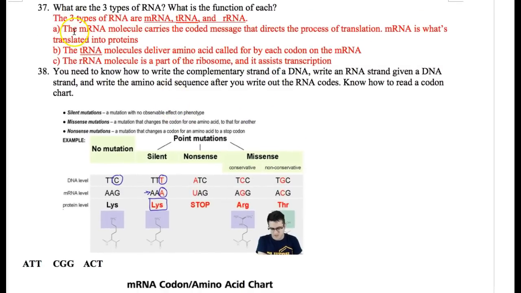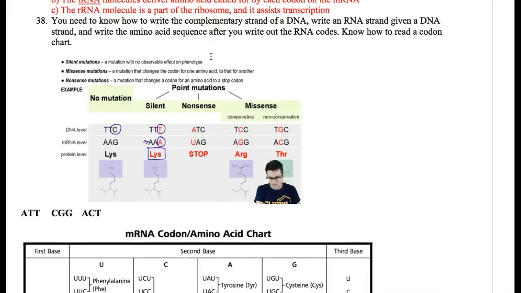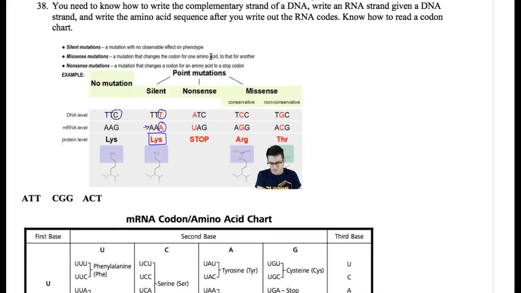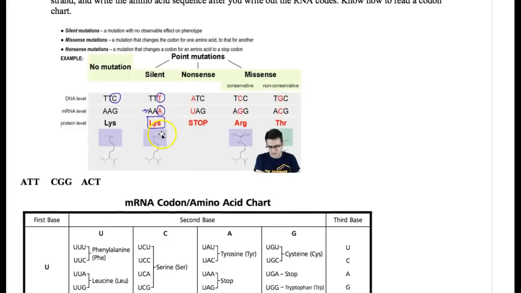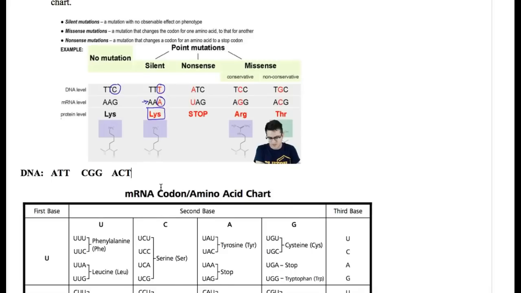3 types of RNA. You can just take a look at this. I already talked about it. You need to know how to write a complementary strand of DNA, RNA, and protein. So let's do this as a practice. Write down these and figure out what the DNA replication other strand is, what the RNA is, and then what the protein is. So pause the video and come back.